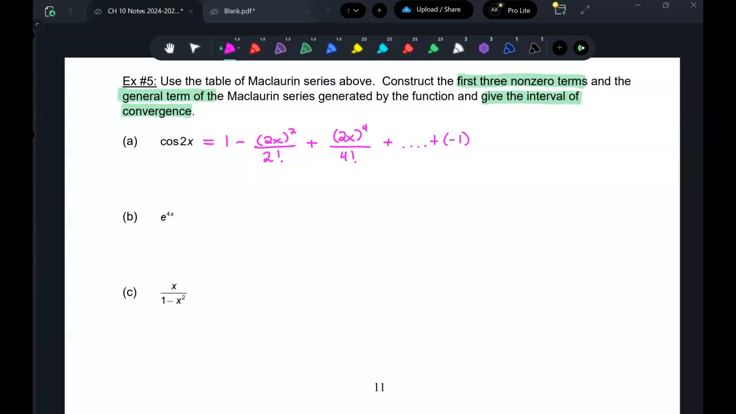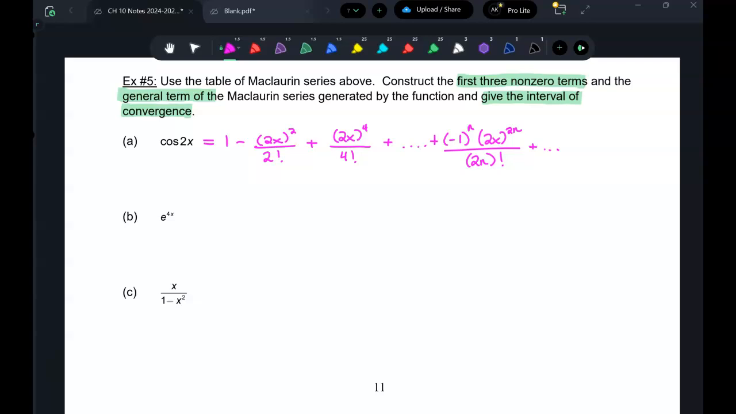Okay, so those are the first three non-zero terms. Now we want to do the general term. So negative 1 to the n, and then we have 2x to the 2n over 2n factorial, and it continues. Are we okay with that? In a case like this, I would not try to simplify anything. Just leave it. We can see the pattern.